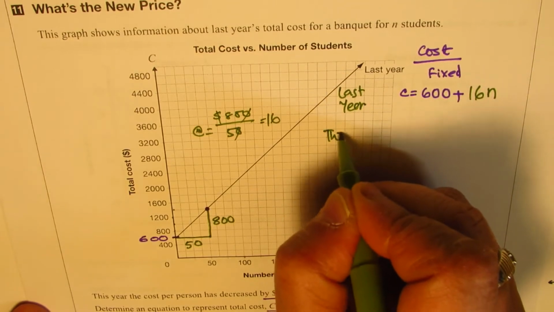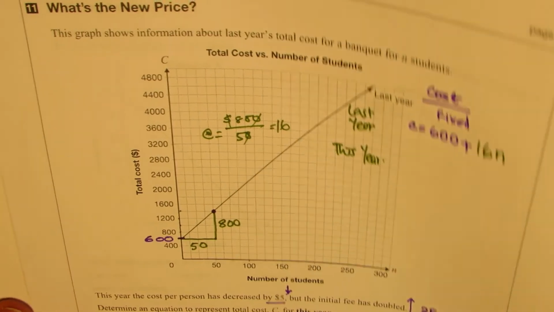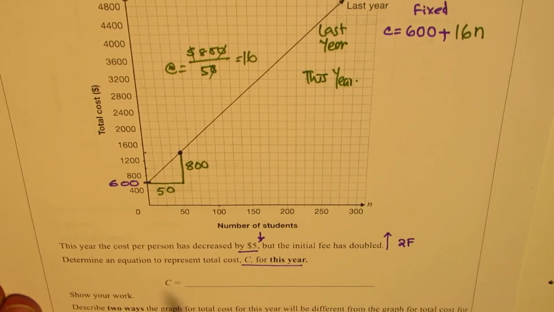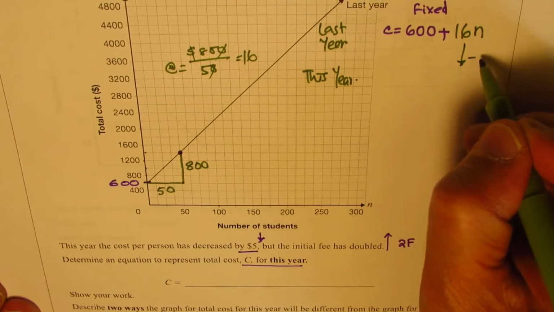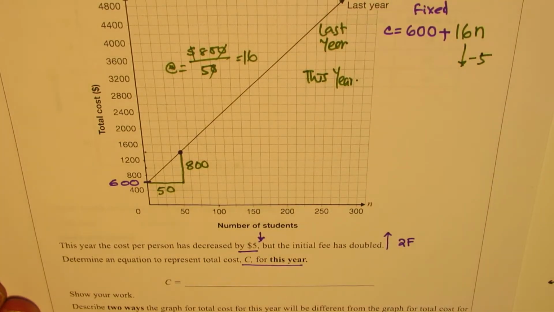Now what is this year? This year, let us look into the conditions. The condition for this year is, this year the cost per person has decreased by $5. So this has become -5, right? So this has decreased by $5, right?